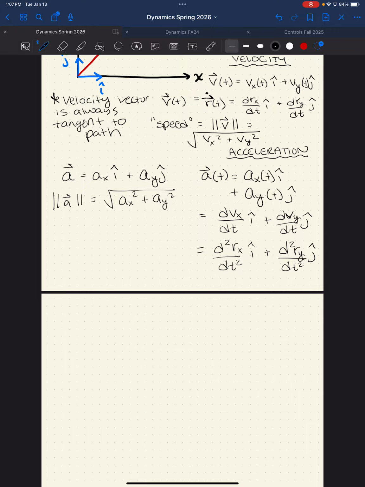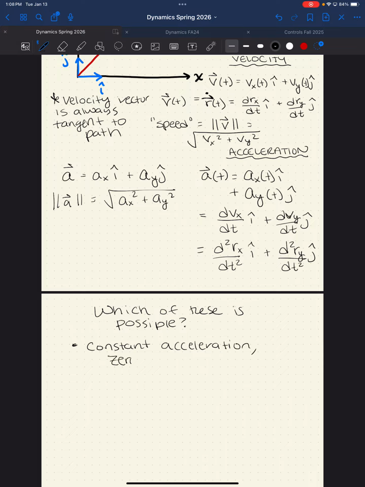Okay, let's ask a couple of concept questions that might or might not be important for later assessments. I'm going to go through a series of cases. Which of these is possible? Is it possible to have constant acceleration but zero velocity?